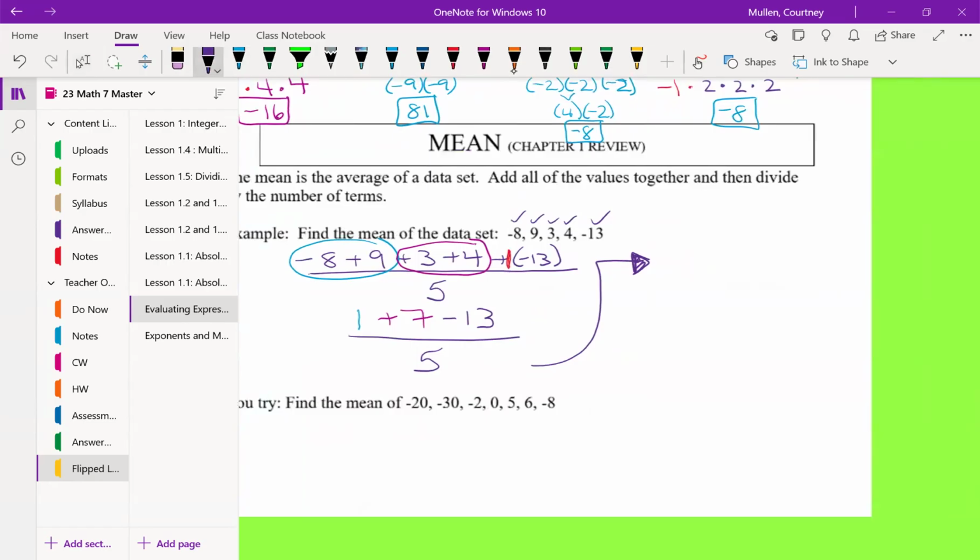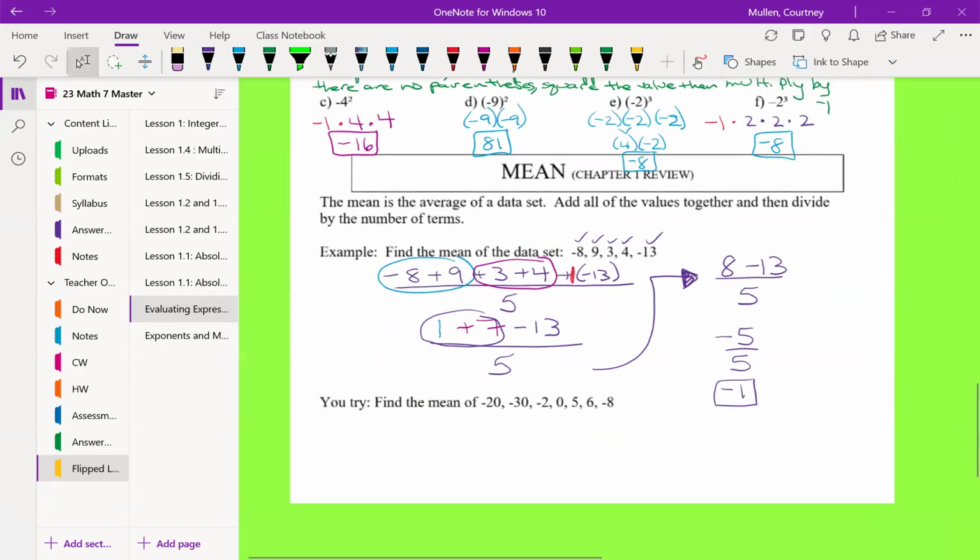I'm running out of room, so I'm going to come over here. One more time. So we have 1 plus 7, same sign, add and keep the sign. So we have 8 minus 13 divided by 5. And then our last step, different sign, subtract, keep the sign of the higher number. 8 minus 13 is negative 5 divided by 5. And finally, our quotient is negative 1. Find the mean of the data set here that says you try. The pop-up question will be for you to give the mean of that data set.